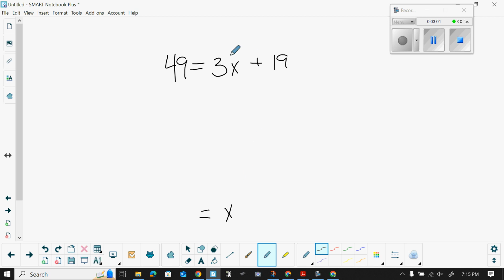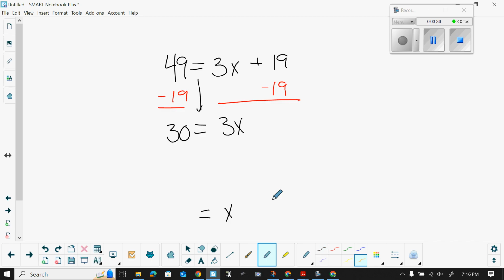We're trying to get rid of everything but the x. We're actually going to work it out the same way we did the last time. We get rid of any number that's not directly attached to the x first. So this is 19 over here. And since it's plus 19, we're going to subtract 19 from both sides. The 3x is right here. Our equal sign comes straight down. 49 minus 19 is 30.